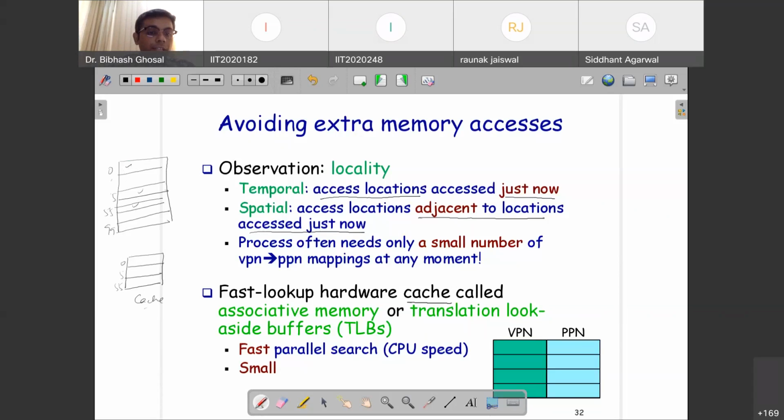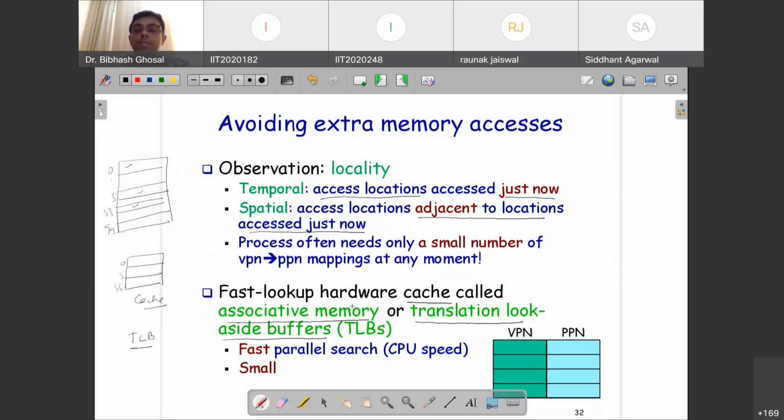This is a cache memory. When I need to look up the page table, I will first look up this faster page table. And if I don't get it here, then I can come back. Very similar to the cache concept. And this cache that you create is called TLB, the Translation Look Aside Buffer. And it is an associative memory.